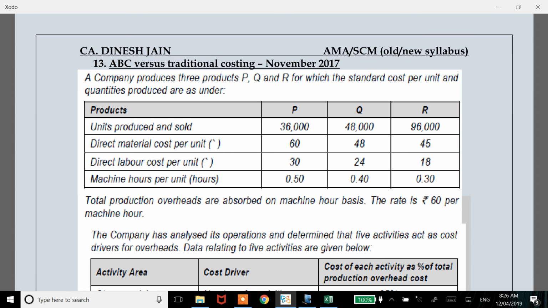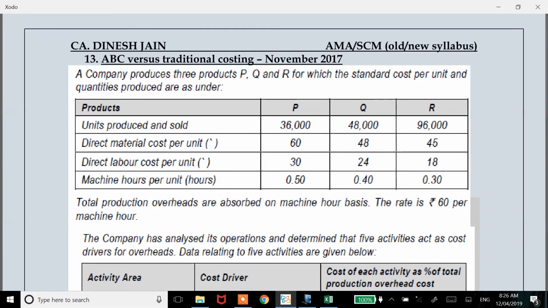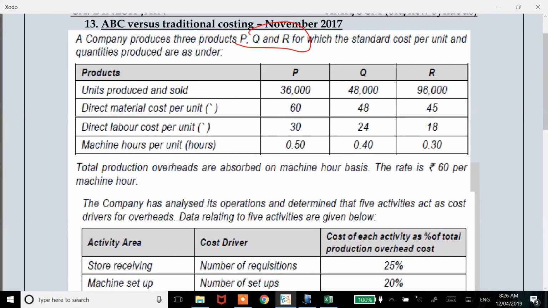Okay, I'll first explain the question. This company is producing 3 products, PQR. I have been given the data of PQR. They have said overheads are absorbed at the rate of 60 per machine hour. The rate is already given in the question. The overhead absorption rate is given, but I don't know what is the overheads number itself. I know the rate is 60 per machine hour.